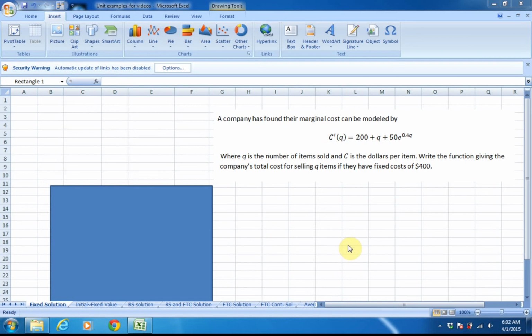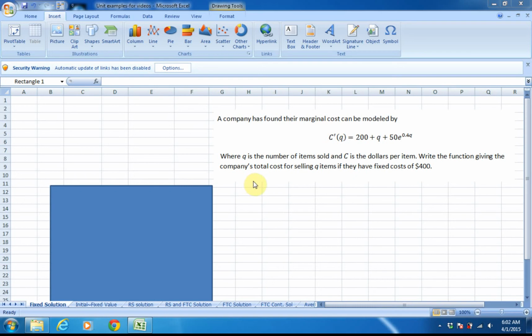So in this first one, I've given you a company that has found that their marginal cost, again, marginal cost being a rate, can be modeled by C prime of Q, where Q is the number of items sold and C is the dollar per item. Write the function giving the company's total cost for selling Q items if they have fixed costs of $400.